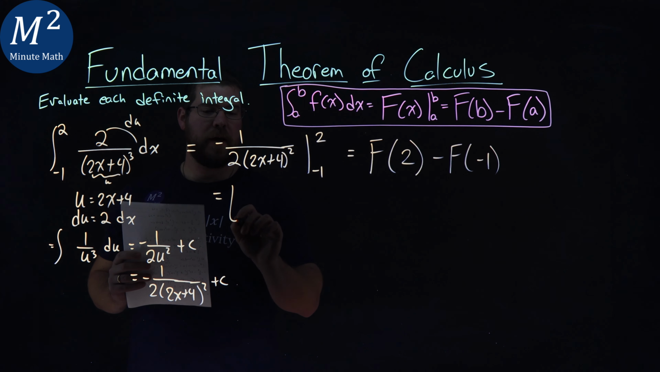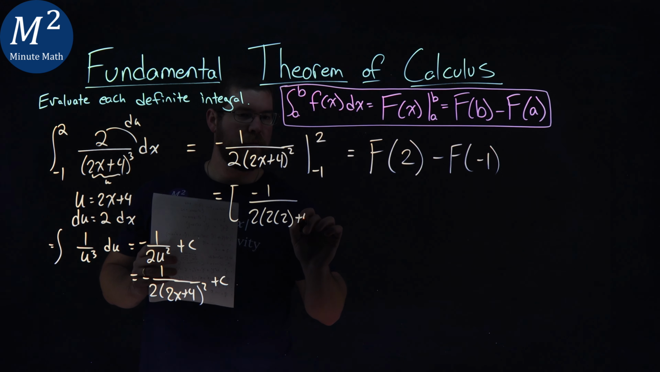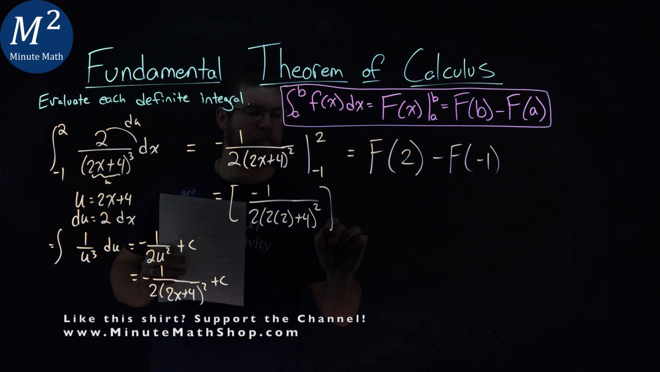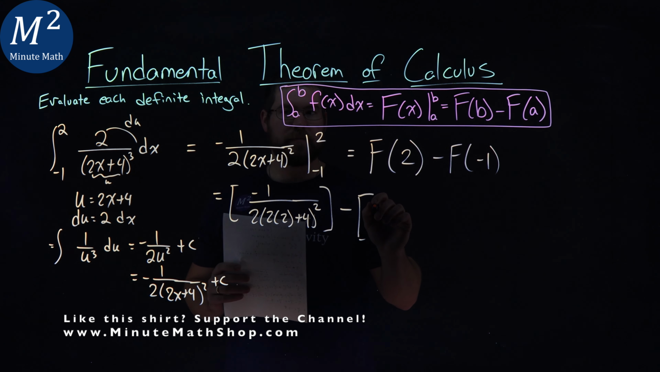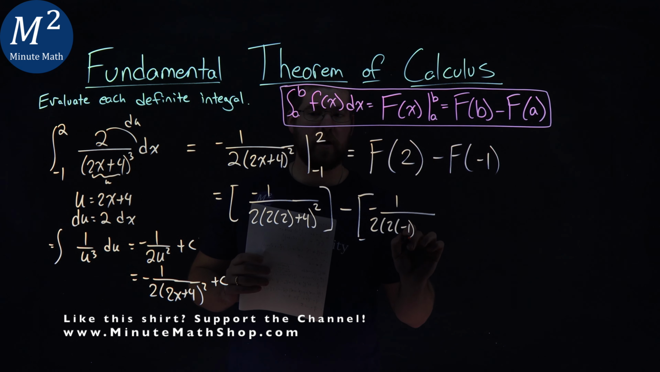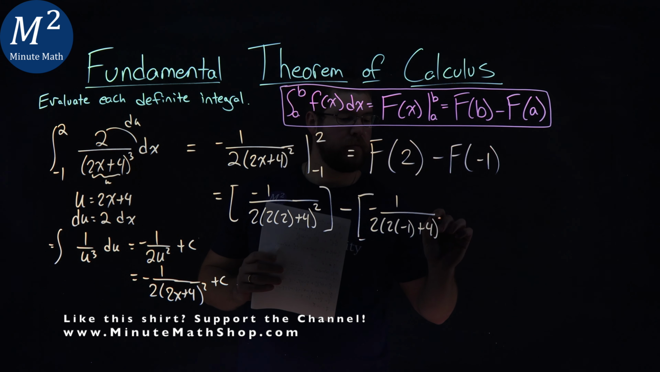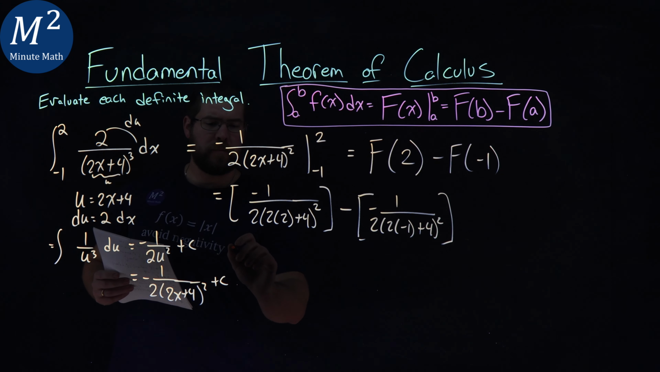2 goes in, so we have a negative 1 over 2 times 2 times 2 plus 4 squared. Minus, same thing, we're going to put a negative 1 in for x. A negative 1 over 2 times 2 times negative 1 plus 4 squared. Right there. Okay? So let's go simplify this.